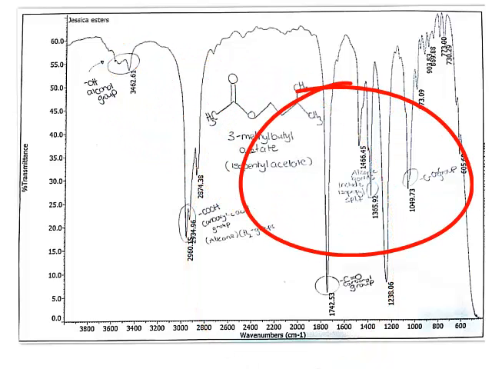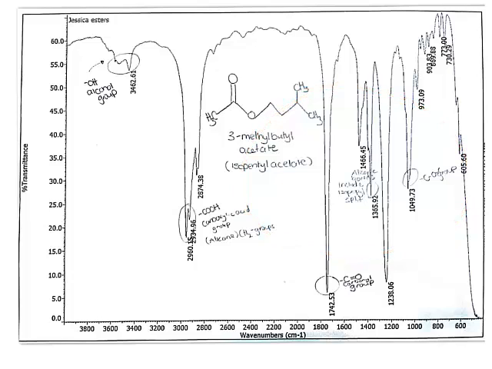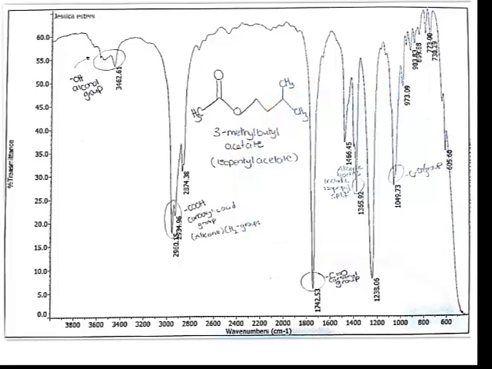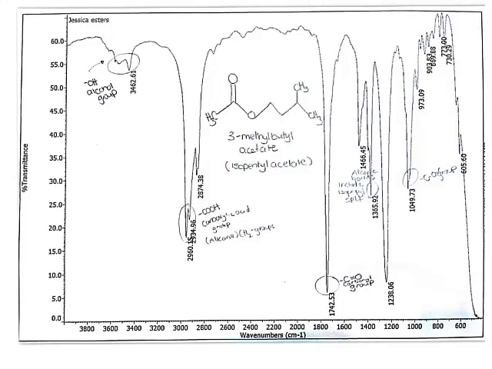Also, the peak at 1,387 indicated alkane bonds, which include an isopropyl split. As can be seen in the structure of the product, isopentyl acetate contains an isopropyl group at one end. It also contains a carbonyl group, a C-O-C bond, and alkane CH2 groups.